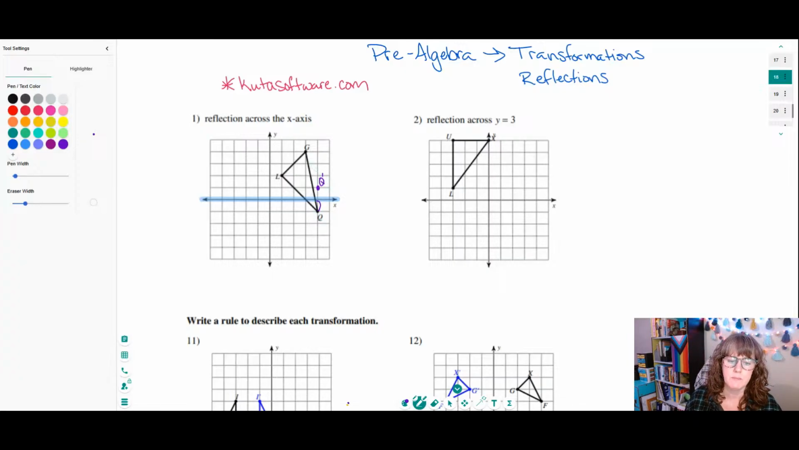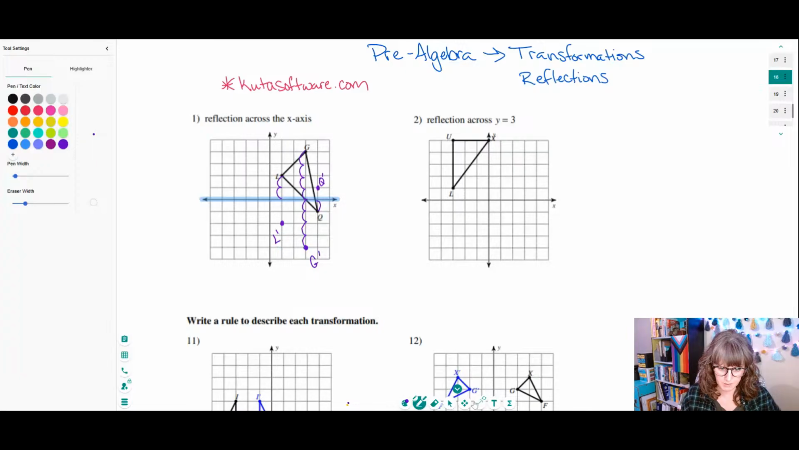And then we can do the same thing with G. G is 1, 2, 3, 4 units up above the x-axis. So then that means that G prime is going to be 4 below. So down here, G prime, all right? L is 2 units above the x-axis. So we're going to go 2 units below the x-axis, and that's where L prime is going to go.